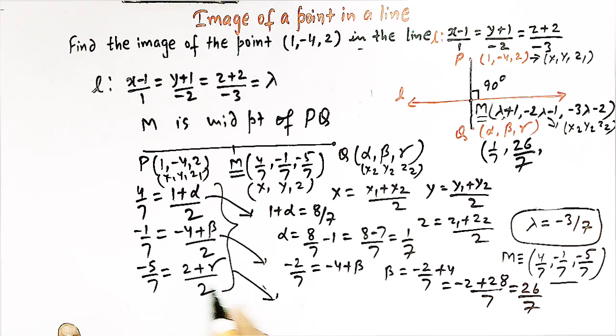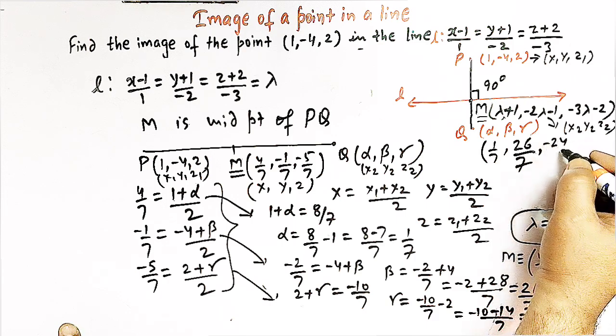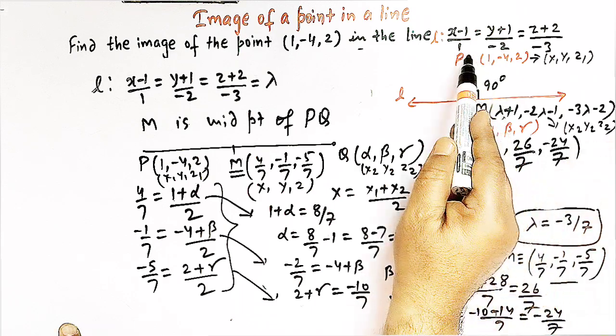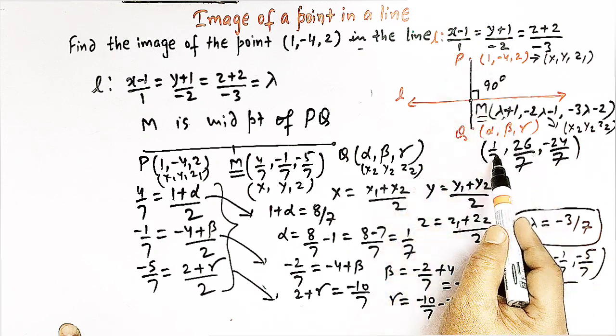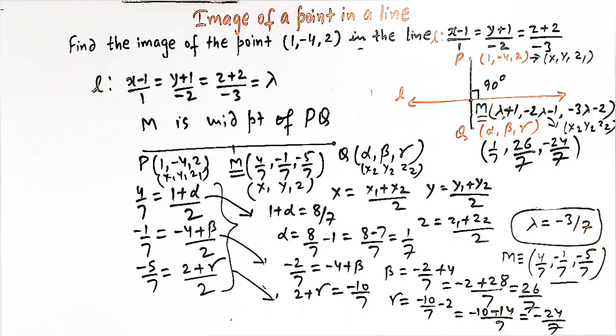And from this equation, we have 2 plus gamma is equal to minus 10 over 7. So gamma is minus 10 over 7 minus 2. So we have minus 10 minus 14 over 7. So this is minus 24 over 7. So the coordinates of the image of this point P are given by 1 over 7, 26 over 7, and minus 24 over 7.